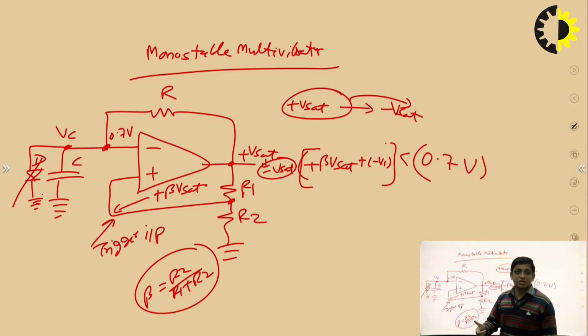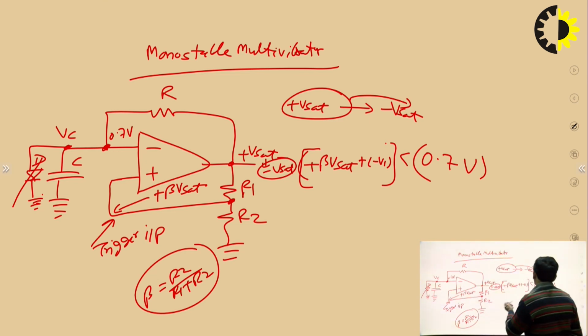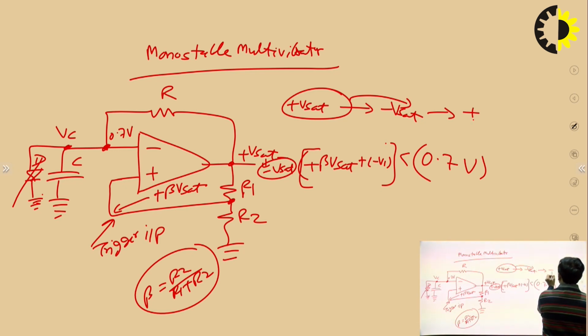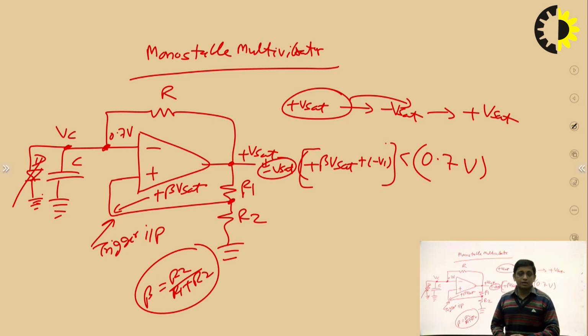If it starts discharging, and as the voltage at the inverting terminal becomes less than the non-inverting terminal, then automatically the output of the circuit will come again to the plus Vsat state, that is the stable state. Now see, in this case, logic 1 state is the stable state, and the output of the monostable multivibrator is at plus Vsat.